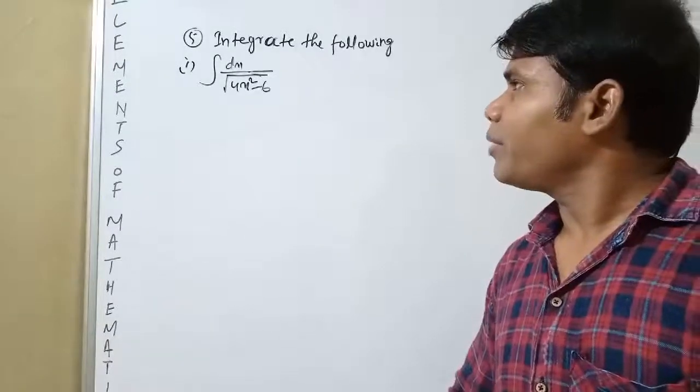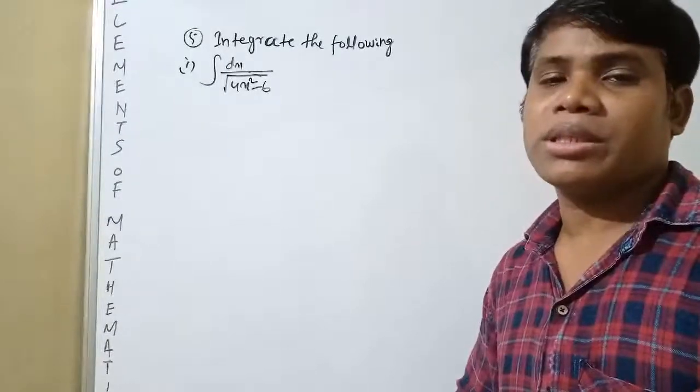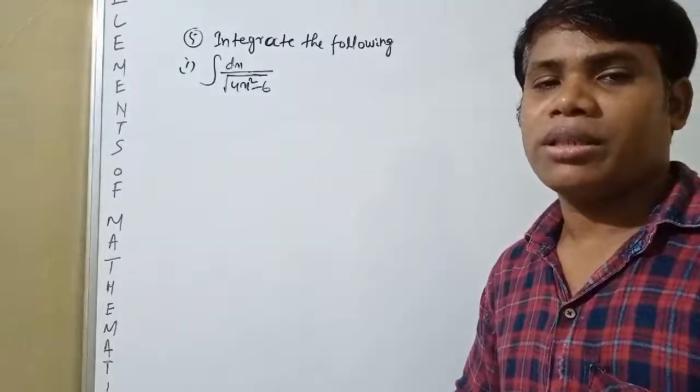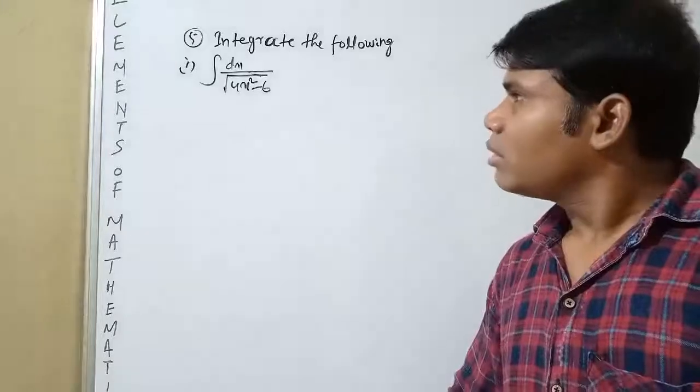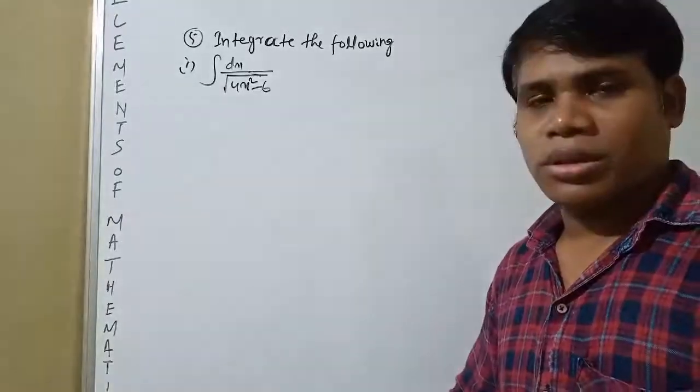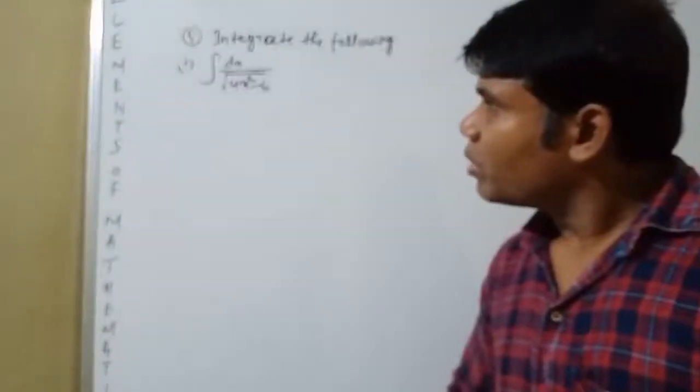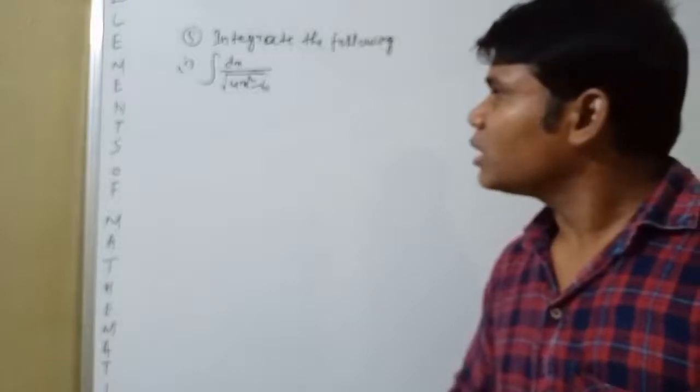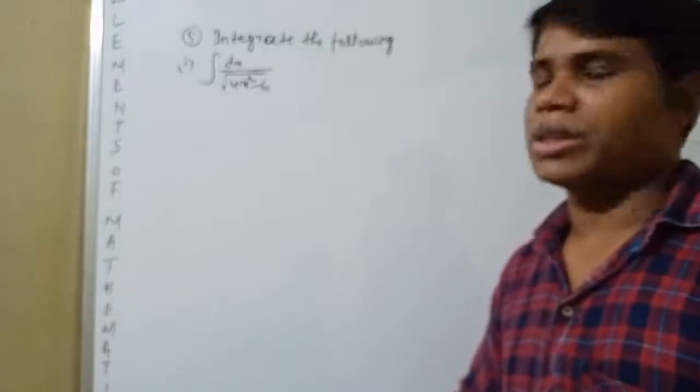The question is given. This is Element of Mathematics, exercise 9D, question number 5. Integrate the following. Question number 5, part 1: integration of dx by root over 4x square minus 6.